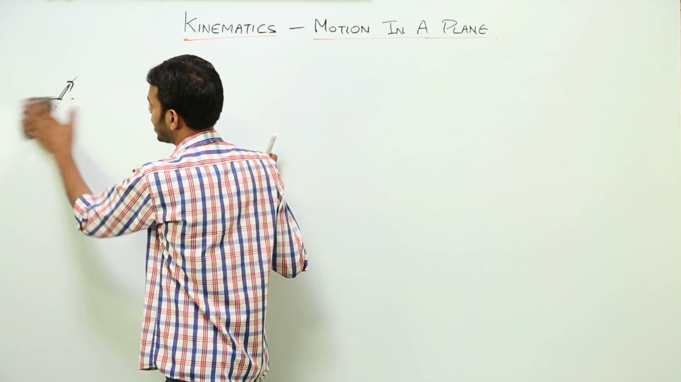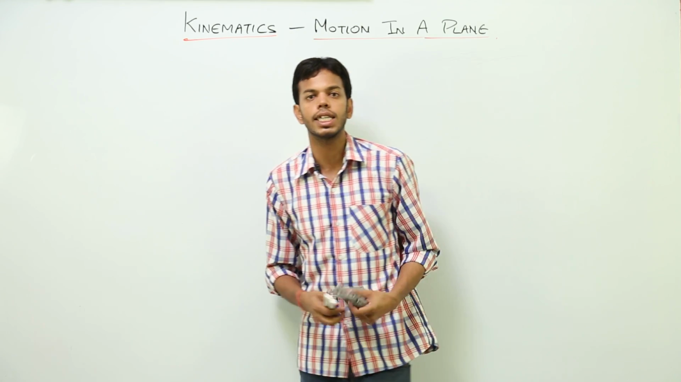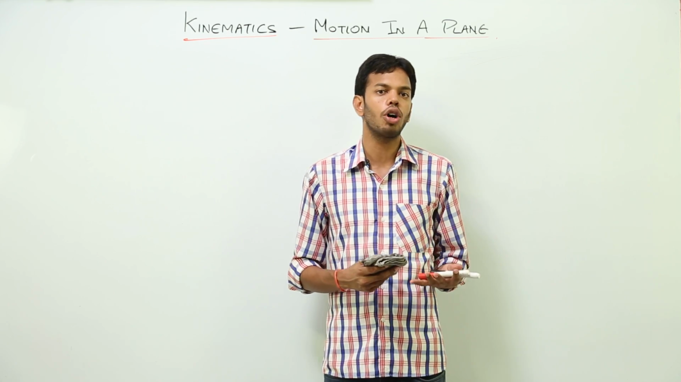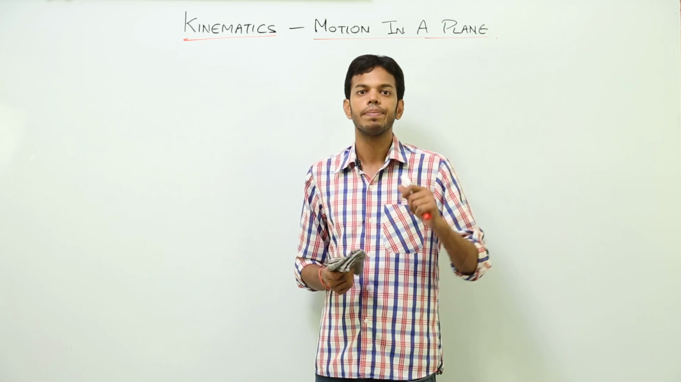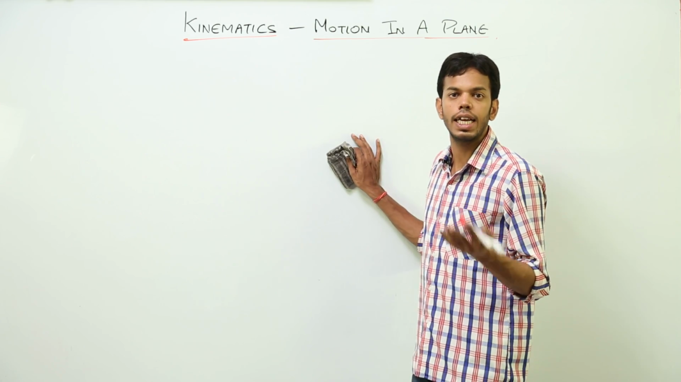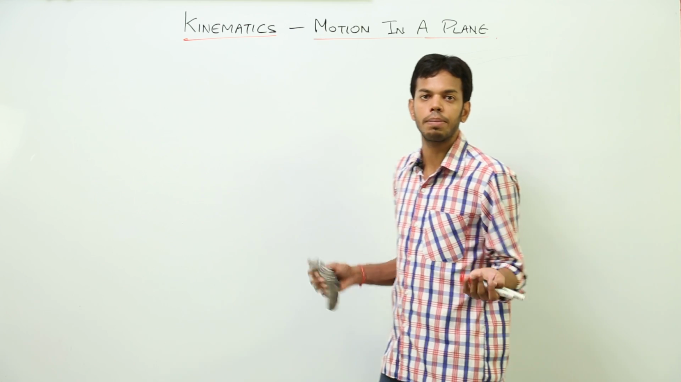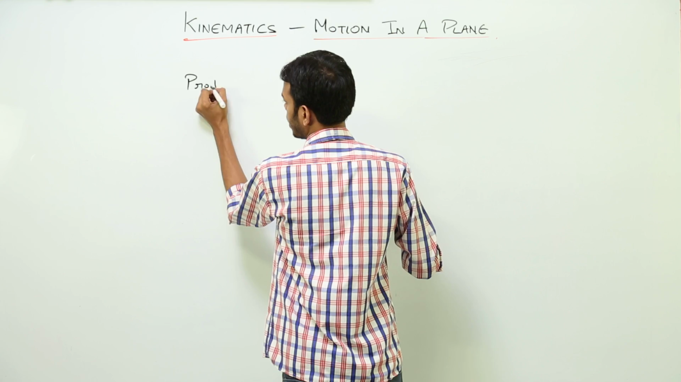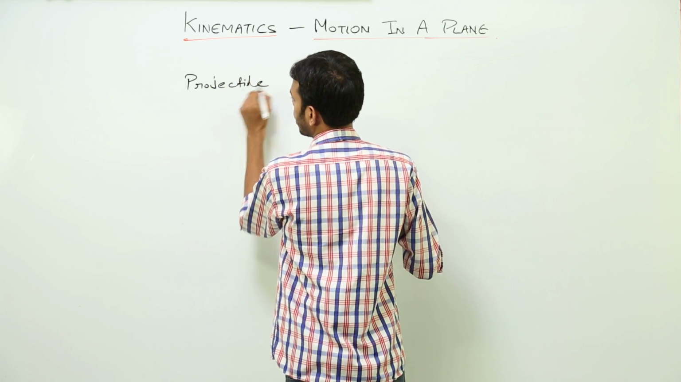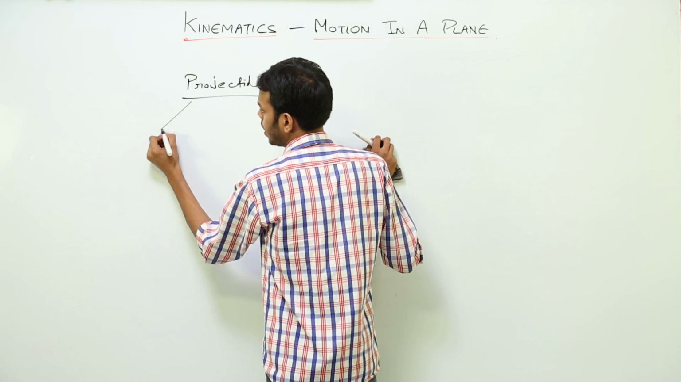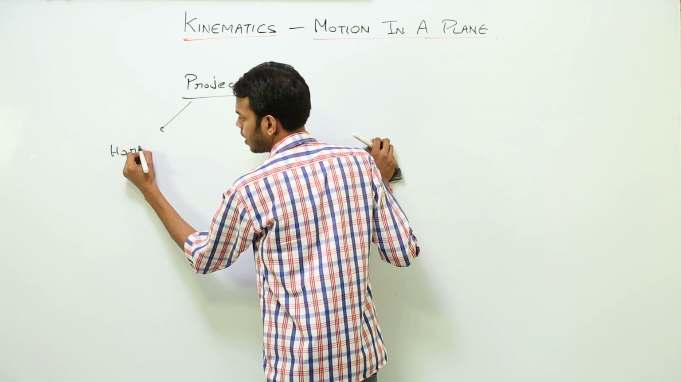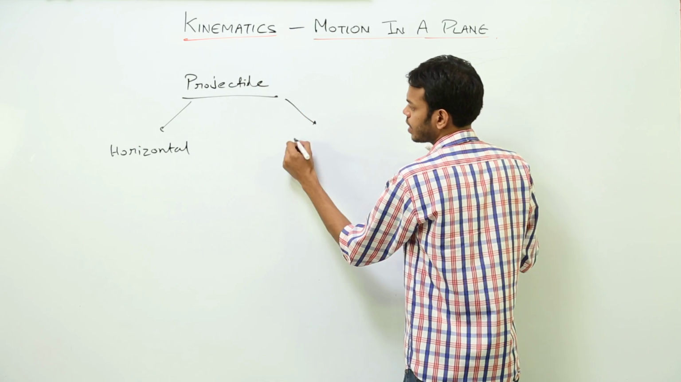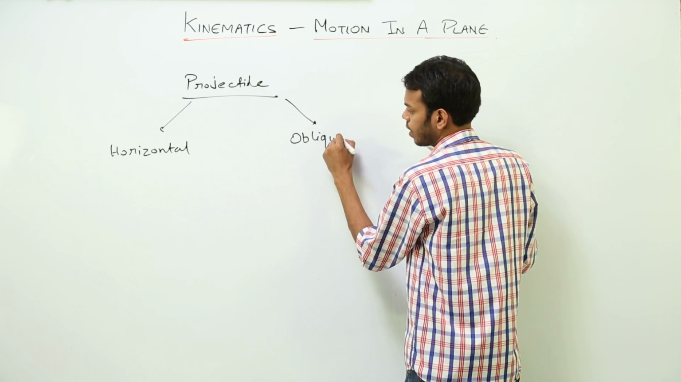Projectile is usually a term given to a body which is projected horizontally, or in a direction at some angle with the horizontal, or along the horizontal from some height, and is then allowed to fall freely under gravity without being propelled by some engine or fuel. So the projectile motion is of two types. First of all, a horizontal projectile, and the other one is oblique projectile.